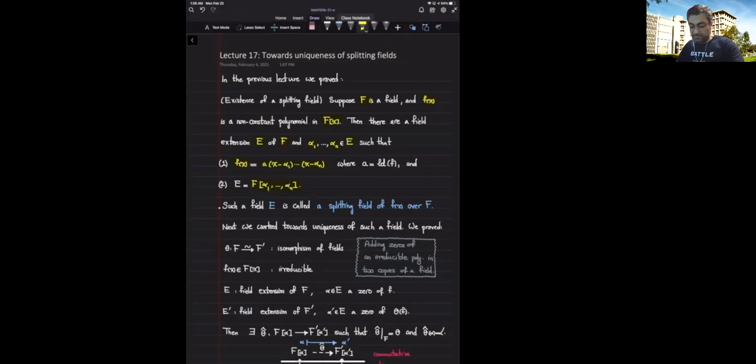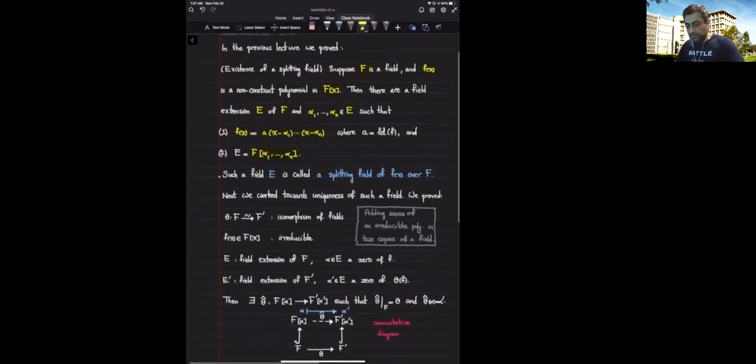So again, alternatively, this means E is the smallest ring that is generated by F and the alpha i's as a subring of E. So every element of E can be realized as a multivariable polynomial evaluated at the alpha i's. Okay, so if we have such a field, we call it a splitting field of the polynomial f, and in the previous lecture we showed existence of such a field extension. And then we started working towards the uniqueness of such a field extension. Of course, when we say uniqueness, we mean up to an isomorphism.